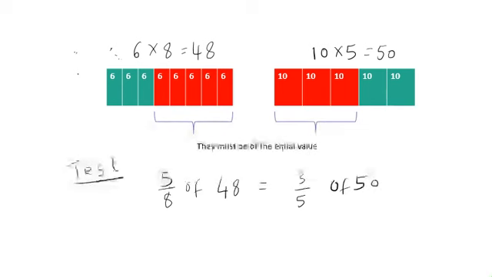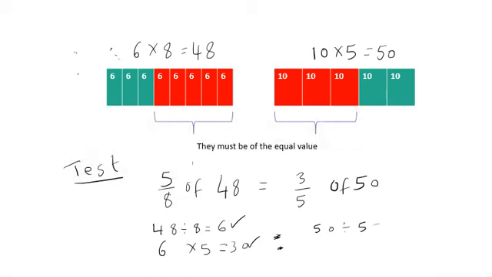And to see if this is right, I'm going to do 48 divided by 8, which gives me 6. Ta-da! That's good. And 6 times 5 is 30. Yes, ta-da! That works well. So far, so good. Let's try the next one. 50 divided by 5 is 10. And 10 multiplied by 3 is 30. Yes. So the answer is 48 and 50.